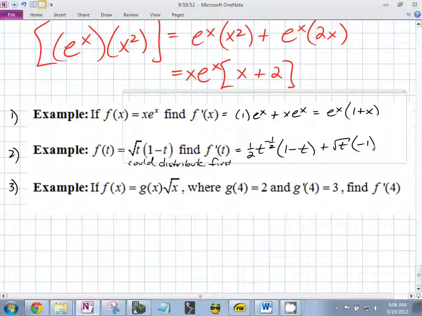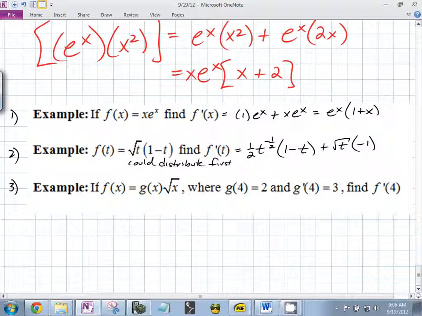If f of x is equal to g of x times root x, where g of 4 is 2 and g prime of 4 is 3, find f prime of 4. So if you're going to find f prime of 4, what do you need to find first? If you're going to find the derivative evaluated at 4, what do you need to find first? The derivative. Find the derivative, or some form of it.